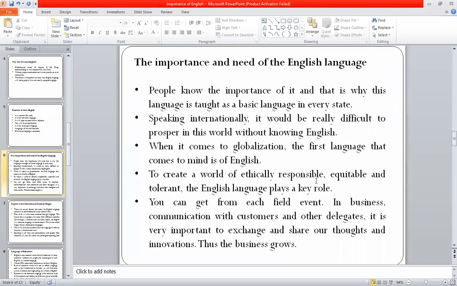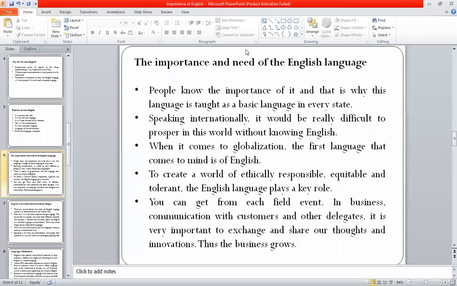The next is to create a world that is ethically responsible, equitable, and tolerant. The English language plays a key role. So for creating a world that is ethically responsible, responsible means what? Jawabdar. Equitable means what? Nyaya. And tolerant means what? Tolerant means Sahanshil or Sayami.